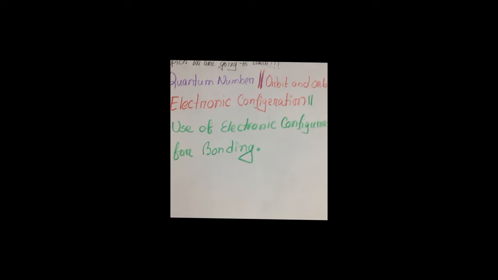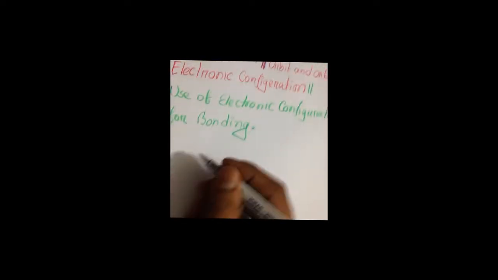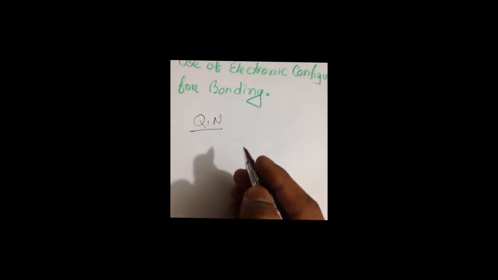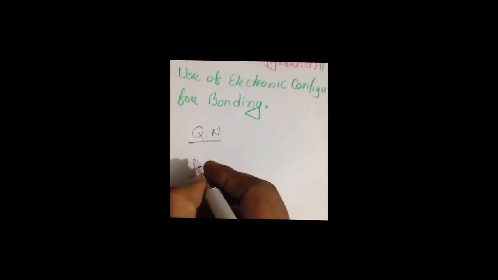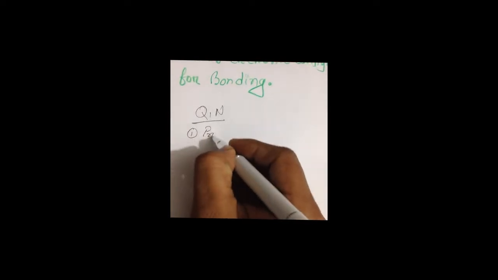Hello. So today I want to talk about these topics: quantum number, orbit, orbital, electronic configuration, and use of electronic configuration for bonding. Now, if we consider the quantum number first, we know that we have four different quantum numbers necessary to identify each and every electron in an orbital. So we have four quantum numbers.